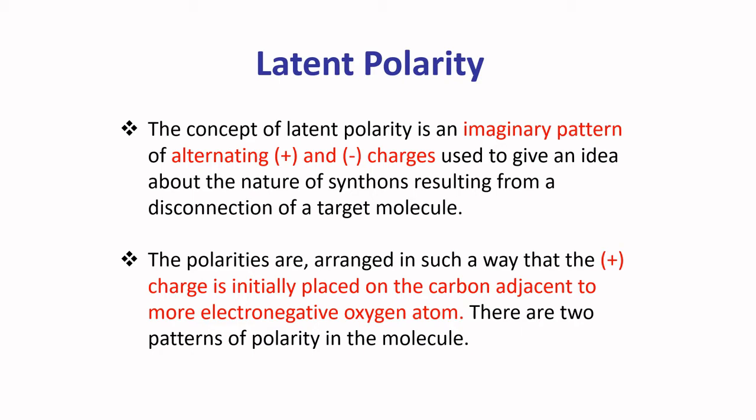The polarities are arranged in such a way that the positive charge is initially placed on the carbon adjacent to the more electronegative oxygen atom. So in latent polarity, you can see there are two patterns of polarity that can exist in a molecule.